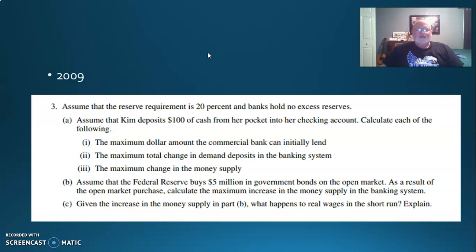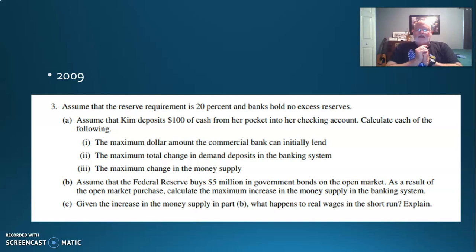Okay. Given the increase in the money supply in Part B, what happens to real wages in the short run? Now this is tricky, and we haven't gone over this yet. We have 2.5 weeks before your exam. So real wages, that's how much you get paid, minus inflation. So let's say you make $500 a week, but inflation is 20%. Your real wages are $400.